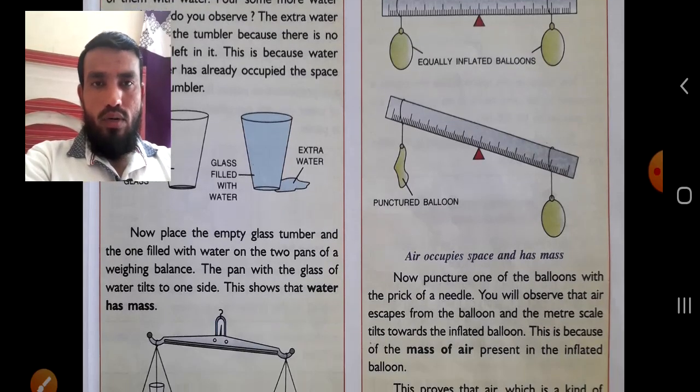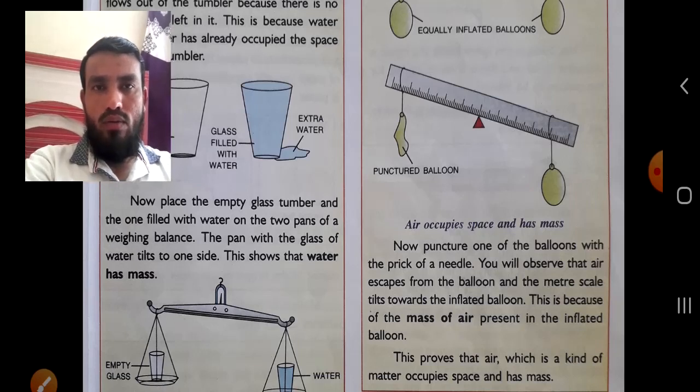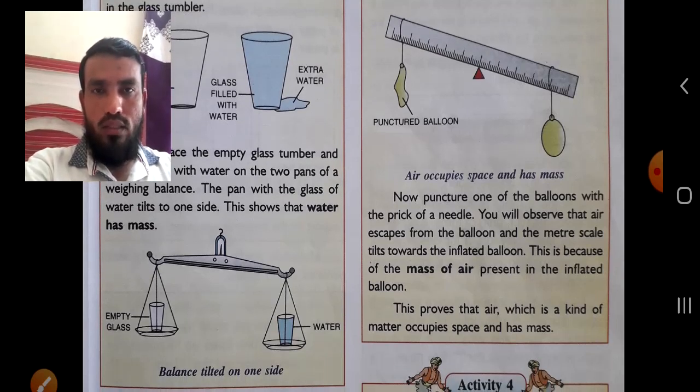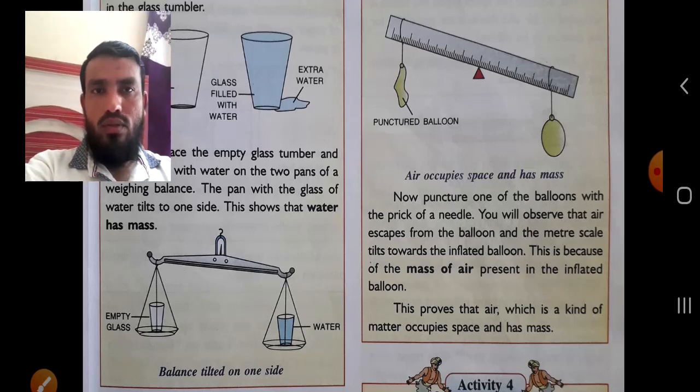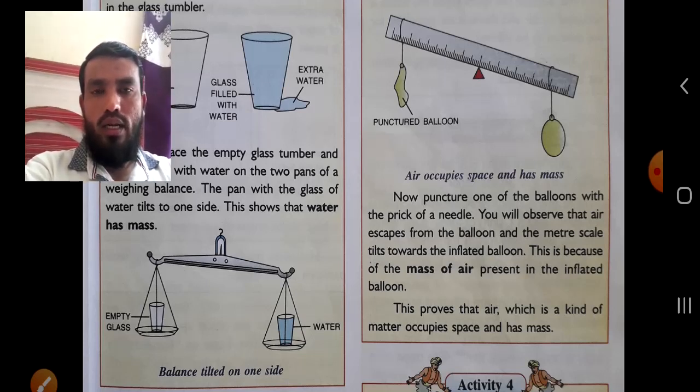In the second activity, you have to place the empty glass tumbler and one filled with water, one and the other one, on the weighing balance. So in the weighing balance you are putting two glasses: one glass you can see is an empty glass, another glass with the water. The pan with the glass of water tilts to one side, and this shows the water has a mass.